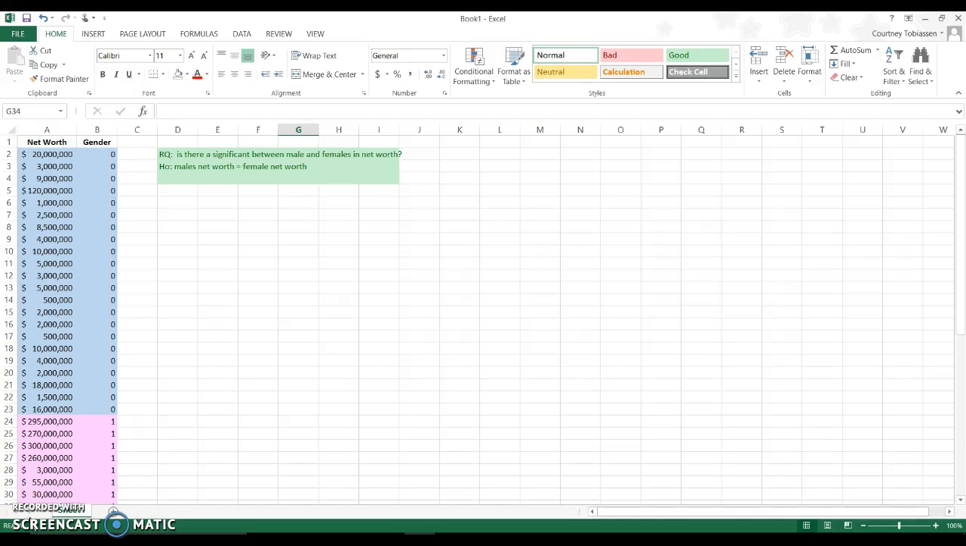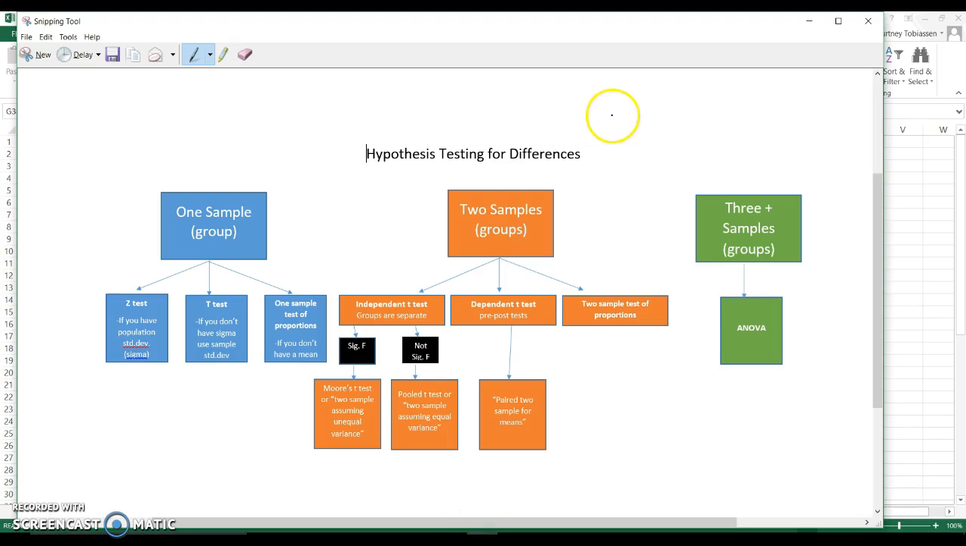Hi everyone, this video is about how to do an independent sample t-test in Excel. So we're looking at difference testing. We have two samples. In this case, the samples are completely different, so they are independent of each other. You're either in sample 1 or sample 2. You can't be in both samples.